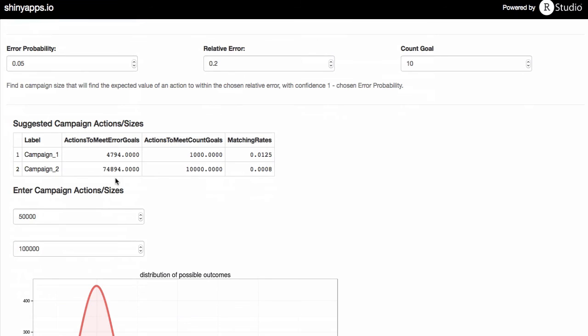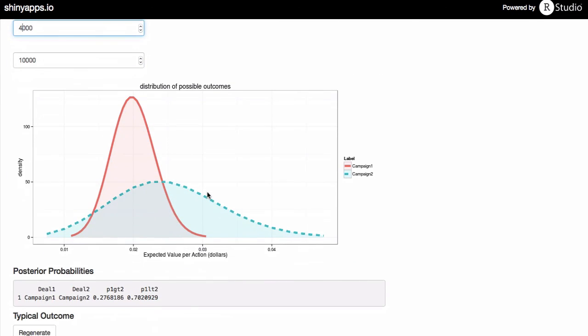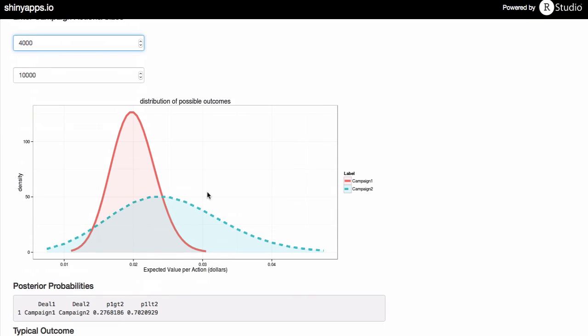The experimental design says we have to put a lot of data on that second campaign to get its value to within 20%. We can't afford that, so we're only going to put 10,000 units, which is the actions to meet counts, and then we'll go ahead and put 4,000 on the first campaign. That's almost what it needs to get a good 20% accurate estimate with high probability, and much more than it needs to get a good count estimate. So this experimental design is sort of a compromise. Only the very large companies can routinely run experiments with hundreds of thousands of test subjects.